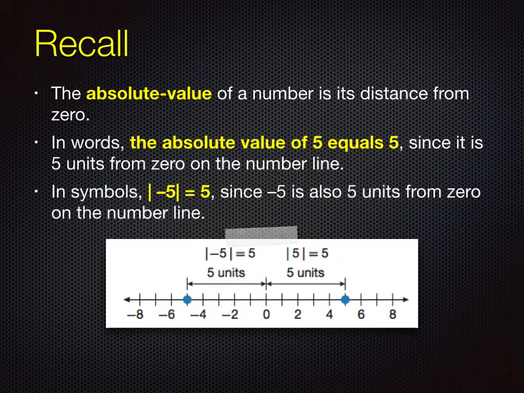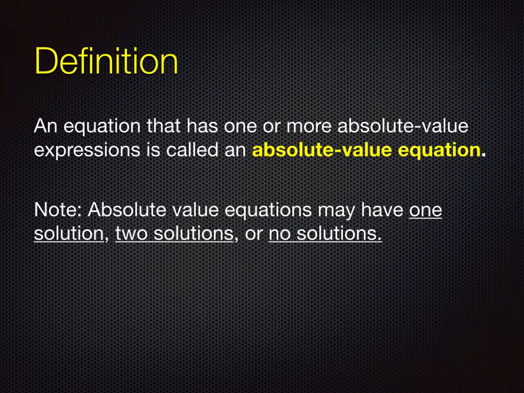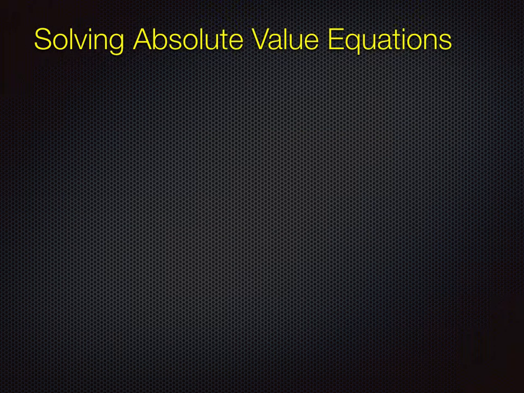Now here's a definition. An equation that has one or more absolute value expressions is called an absolute value equation. Please note that these equations may have one solution, two solutions, or no solutions. So we'll get started. Let's solve this absolute value equation.